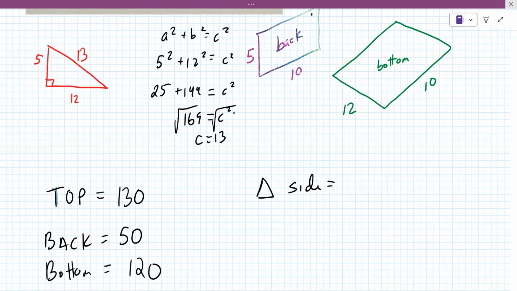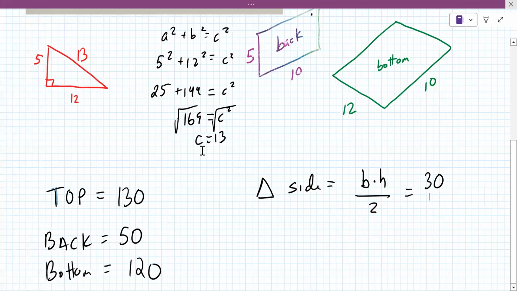Triangle. That's just the triangle right there. The area of a triangle is, say that again? Base times height divided by 2. So 60 divided by 2, that is 30. Okay.